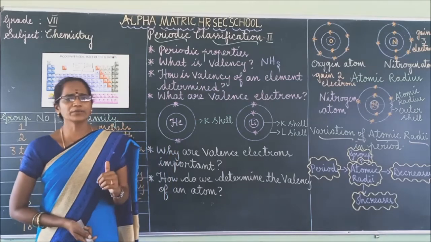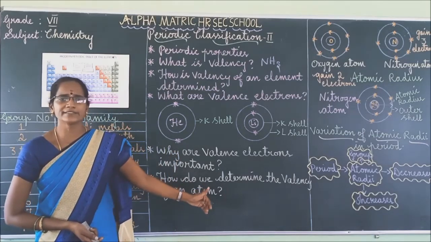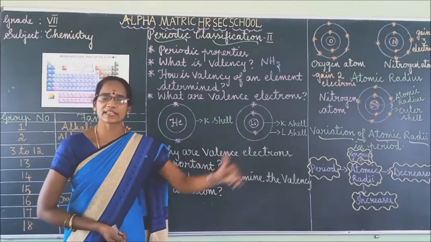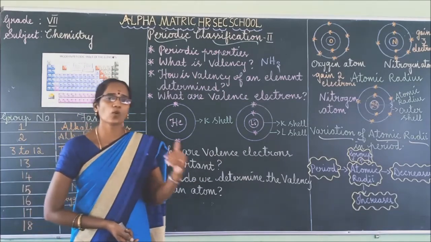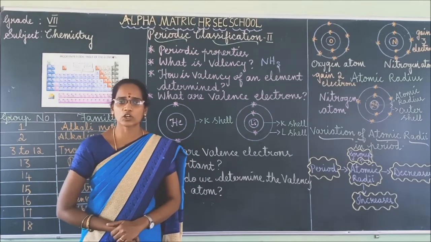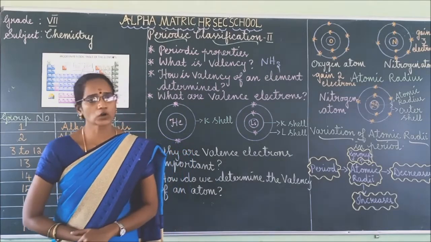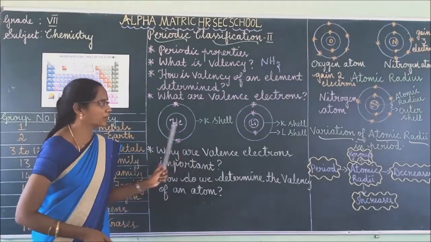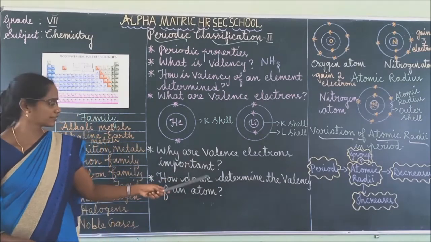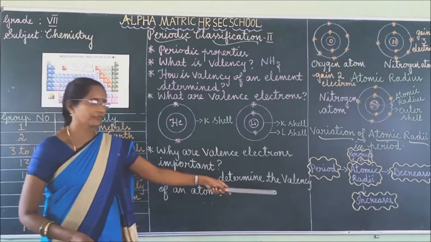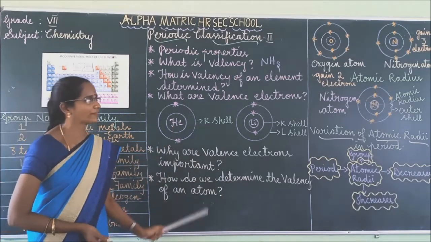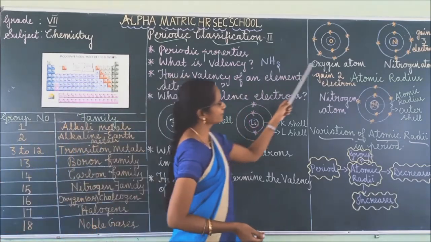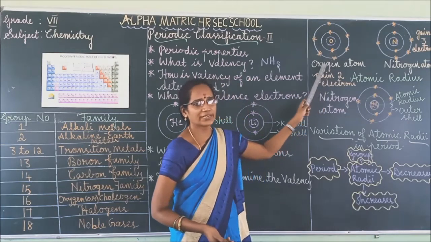At the same time, if an atom contains 5, 6 or 7 electrons, it is easier for them to gain 1, 2 or 3 electrons to achieve the octet. The same example we can take for determining the valency of an atom. So these things you have to remember. For example, we can take the oxygen atom.